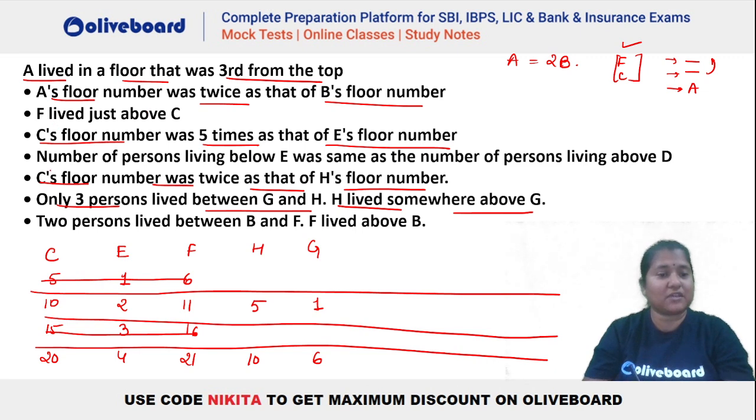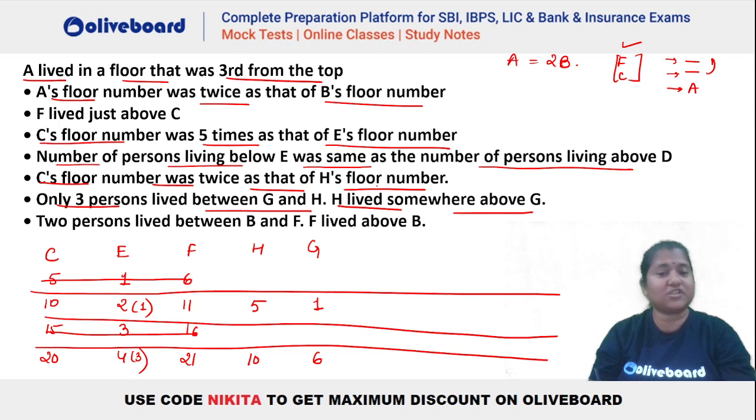Now we have this information: the number of persons living below E was the same as the number of persons living above E. Here you can see in this particular case E is on floor number 2, so there is only 1 person below E. So above E there should also be only 1 person. Similarly here we have 3 persons below him, that means there should be 3 persons above him. We do not know the total number of floors, we will check that later. So this is all done. After that, what is given?